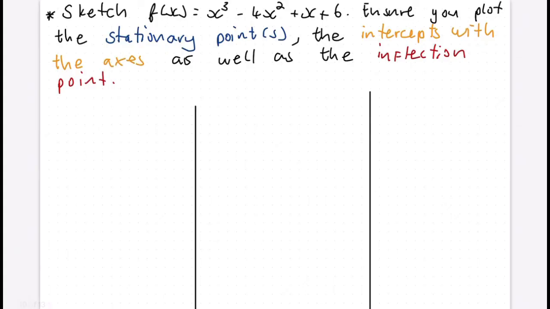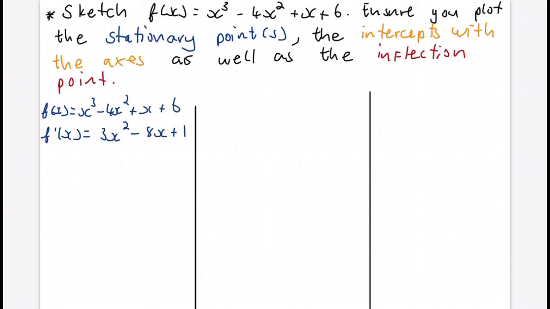Imagine we were asked to sketch this graph, f of x. And they said to ensure we plot stationary points, intercepts with the axes, as well as the inflection point. Let's get into it. Let's start with our stationary points. Since we know that f of x is equal to x cubed minus 4x squared plus x plus 6, we're going to derive that to get the first derivative of 3x squared minus 8x plus 1.